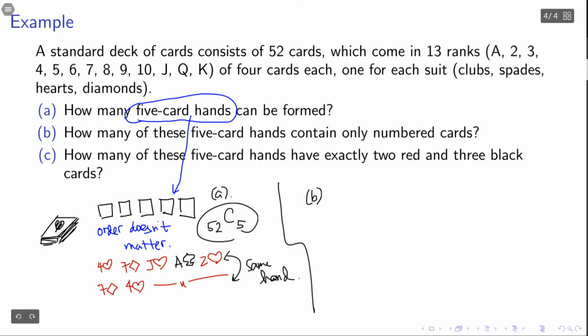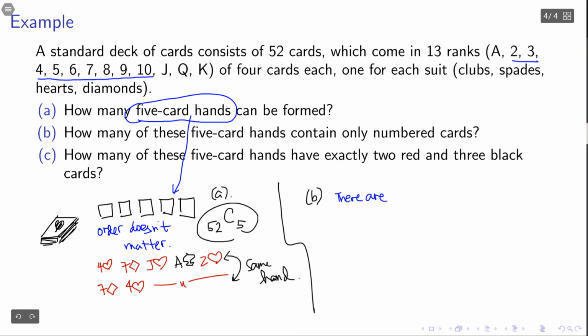Now for part B here, how many of these 5-card hands contain only numbered cards? Okay, by numbered, we mean 2, 3, 4, all the way to 10, and only those cards. And so it's the same idea. You're still forming a 5-card hand such that order doesn't matter, but you're not picking from 52 anymore. Instead, you're only picking from, well, how many numbered cards are there?